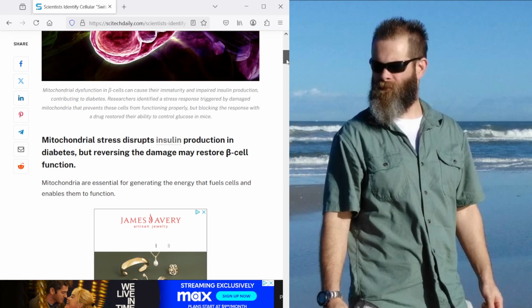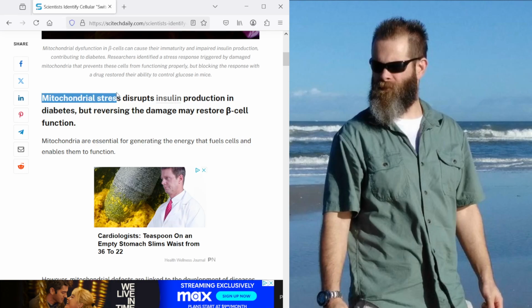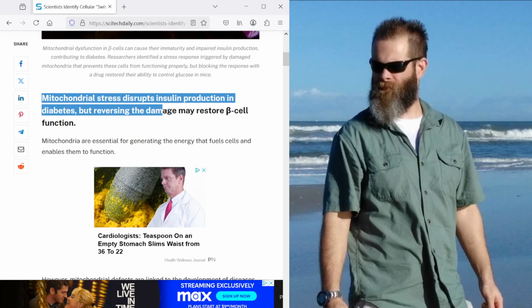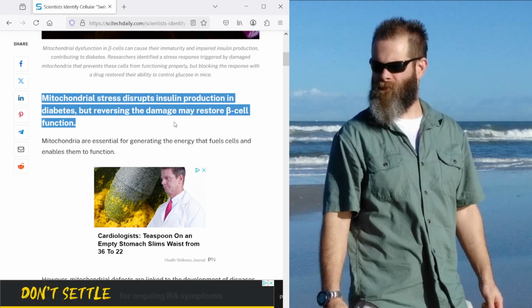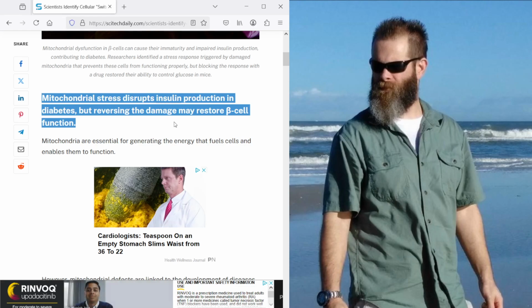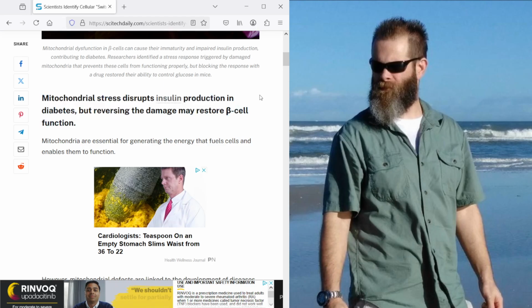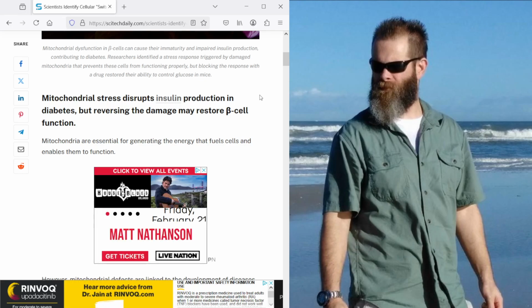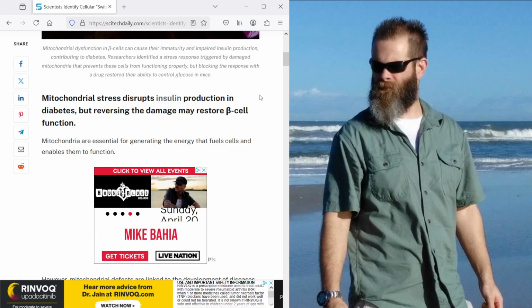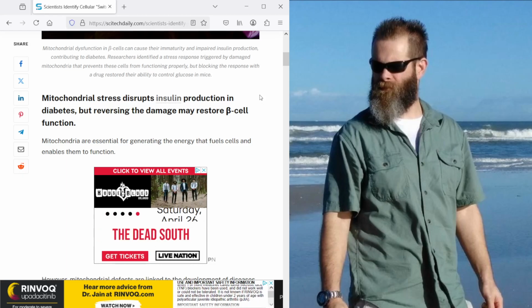So, some key points I wanted to go over. There you see it says mitochondrial stress disrupts insulin production in diabetes, but reversing the damage may restore B cell function. So right away, I'm thinking, okay, what is causing the mitochondrial stress? What's causing the insulin production to be disrupted in the B cell function? Right away, my mind goes to things like the corporate food system, the toxic environment, or the different things in our environment. For example, artificially produced electromagnetic fields from technology. So let's go through it a little bit.